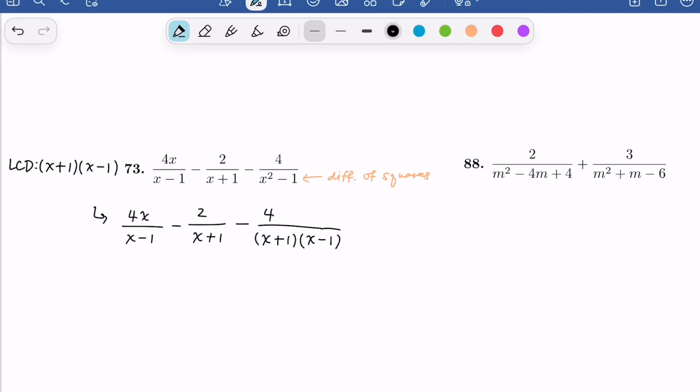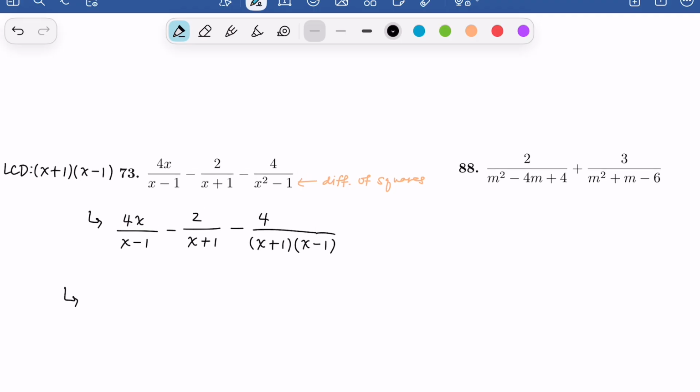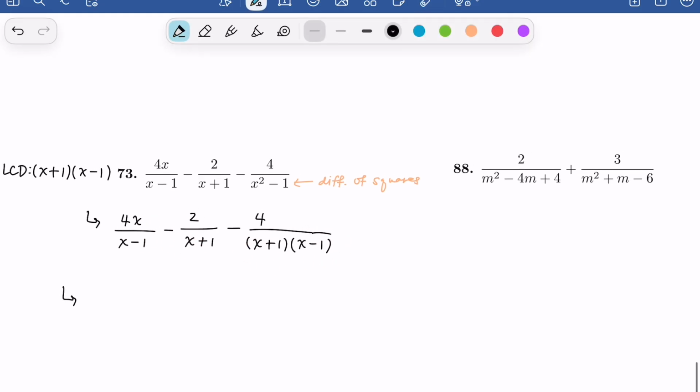All right, so we'll go ahead and do that. We're going to multiply each of these expressions here by something so that we get this LCD. So for this first one here, notice we already have one of the factors. We already have x minus 1. So this tells me all we need to do is multiply by the other factor, x plus 1.